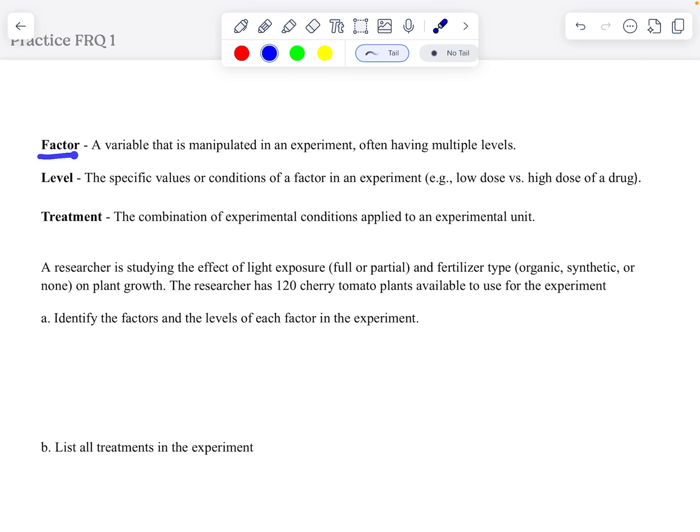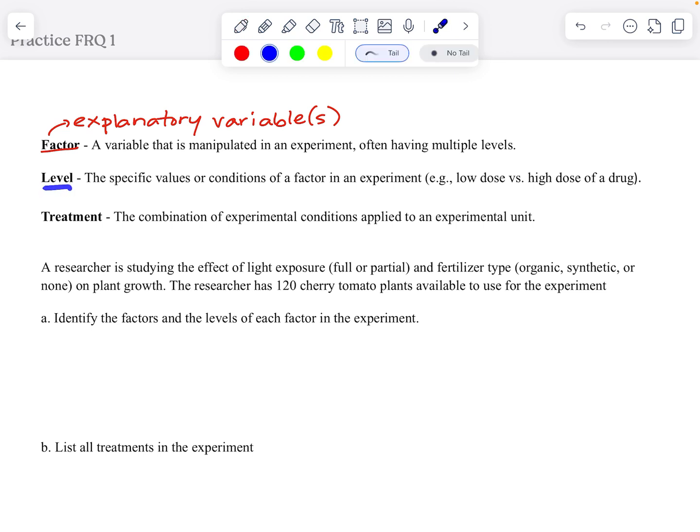The first is factor. Factor is the variable or several variables that is manipulated in an experiment, often having multiple levels. So a lot of times you can think of the factor as our explanatory variable or variables. It's another name for the explanatory variable or variables.